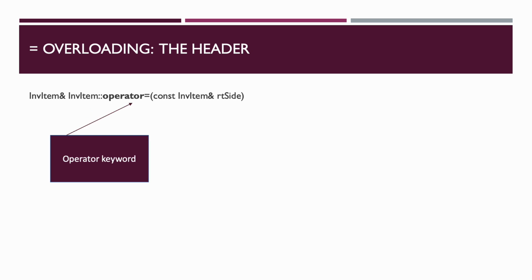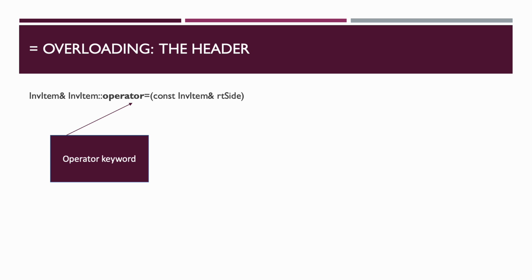Now this one is the operator keyword, and so this part of the function header is what we call the operator keyword. This keyword is used in C++ to specify that we are overloading a particular operator. In this case, we are overloading the assignment operator. The equal sign is the assignment operator.